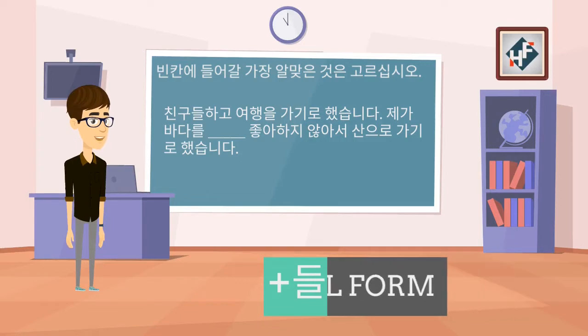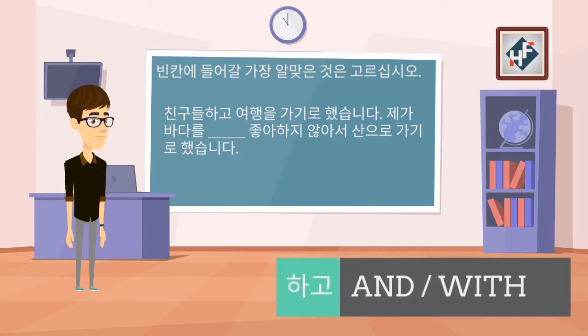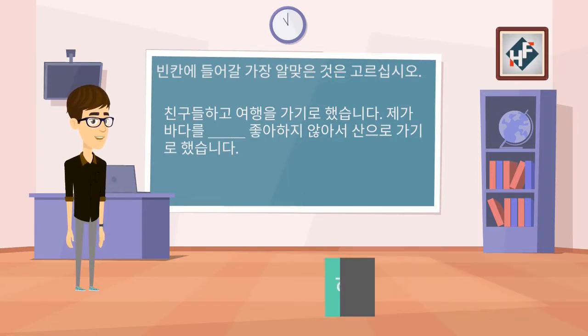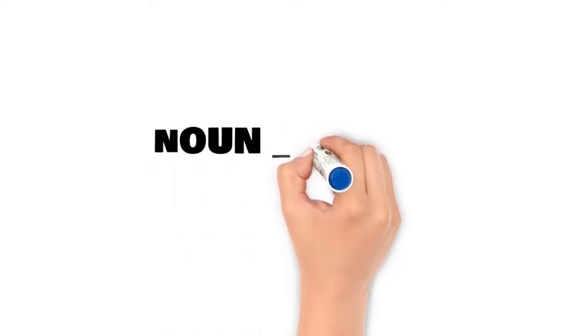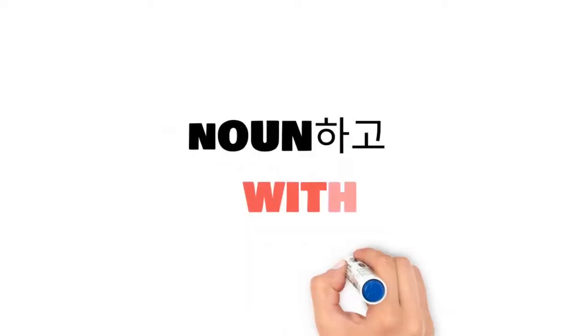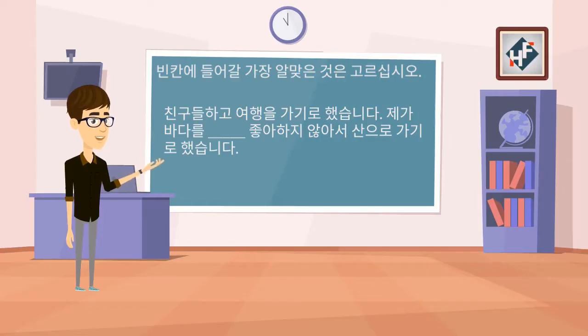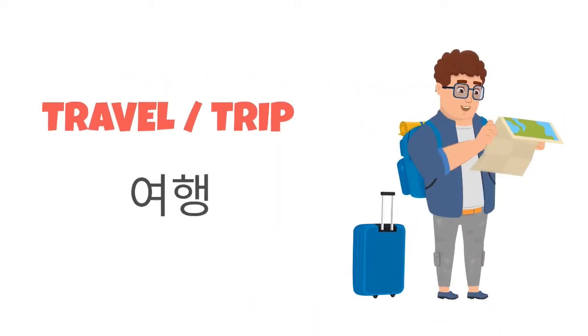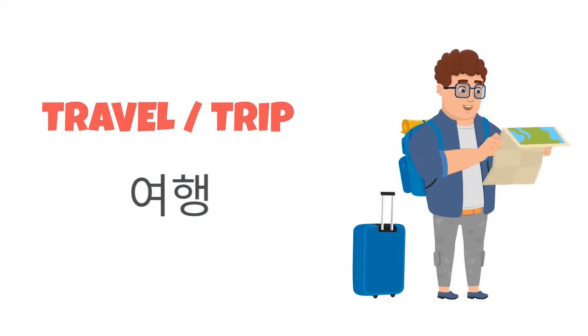Okay, so next is 하고. 하고 is sometimes and sometimes with. So paano natin malalaman kung hago ay and or kaya naman with sa isang sentence? So if there is a space between noun and hago, ang meaning niya ay and. At pag walang space between noun and hago, ang meaning niya ay with. Okay, so ganun lang kadali. So kagaya na sa question, 친구들 without space, hago ang meaning niya ay with. Okay, then next we have 여행. 여행 means trip or travel, and 여행을 가다 means to go on a trip, or sometimes 여행을 하다 rin.